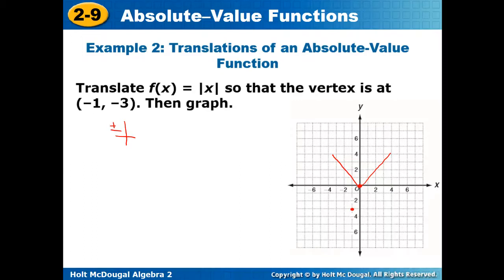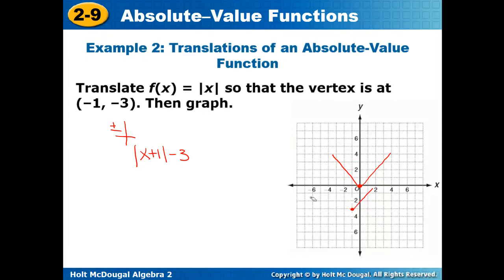So we're going to add to our x, because that's a horizontal shift. We're going to go 1 over, so we're going to say x plus 1. And we're going to keep that together because now we're going to do a shift down. So we're actually going to say minus 3. All right, so now our new function is right here.